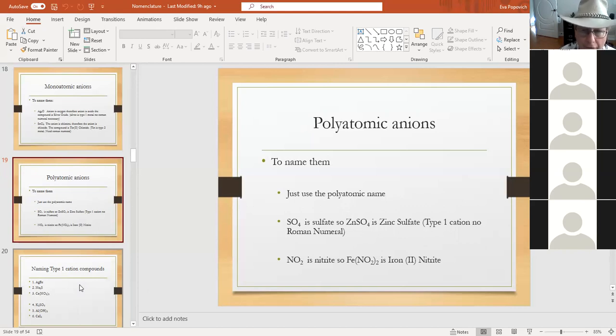NO2 is nitrate. So Fe(NO2) taken twice. NO2 has a -1 charge. That makes the total negative charge -2, which balances with a +2. There's only 1 iron there, so that 2+ is distributed in 1 atom. That's iron 2 nitrate.